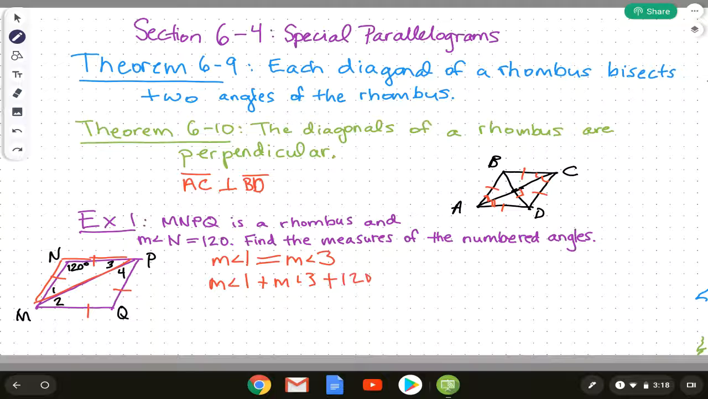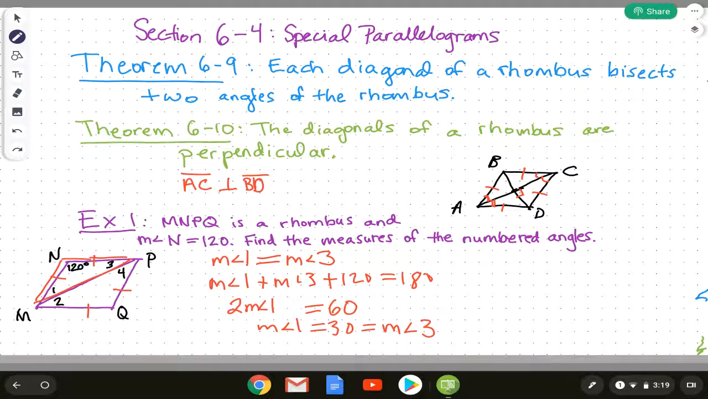Okay, so I would be subtracting 120 from 180, and that would tell me that the measure of angle 1 plus the measure of angle 3 should equal 60. But they're both the same. So I could say 2 times the measure of angle 1 equals 60. And so that would give me measure of angle 1 equals 30, which is the same as measure of angle 3.